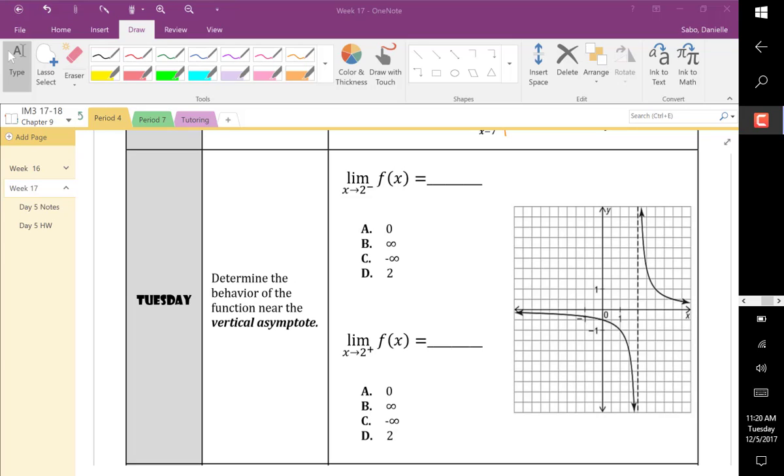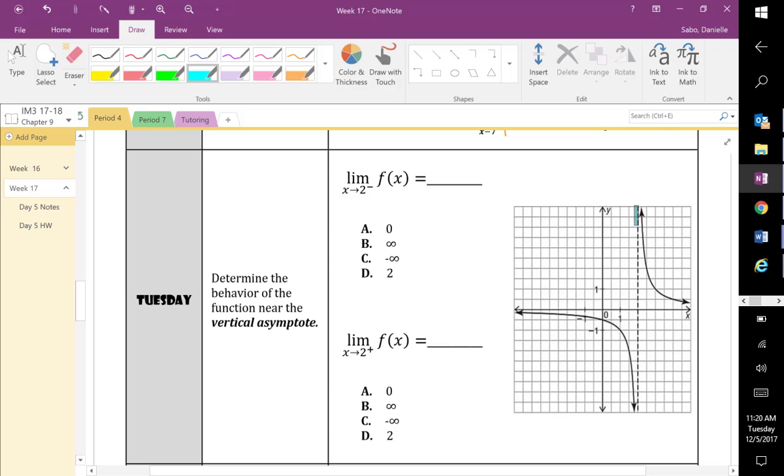Determine the behavior of the function near the vertical asymptote. The vertical asymptote is what number? 2. So I'm going to highlight that right here.